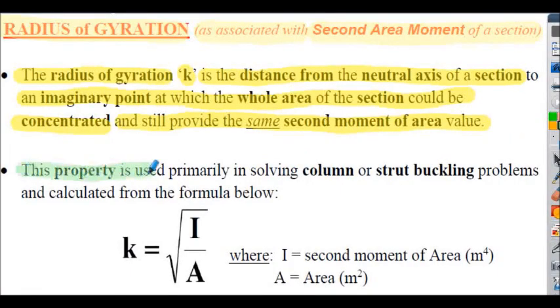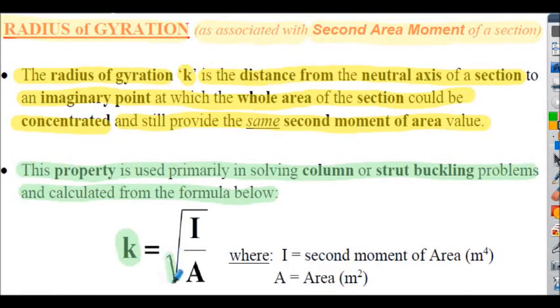This property is used primarily in solving column or strut buckling problems and calculated from the formula shown below. So radius of gyration, lowercase k, is equal to the square root of the second moment of area I, which can be in meters to the 4 or millimeters to the 4, divided by the cross-section area of the section, A, in meters squared or millimeters squared, etc.